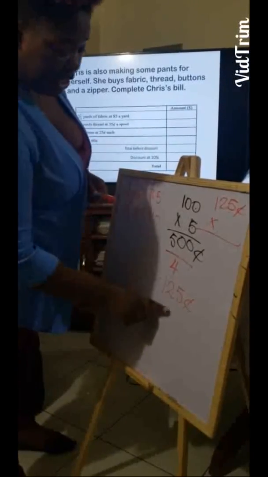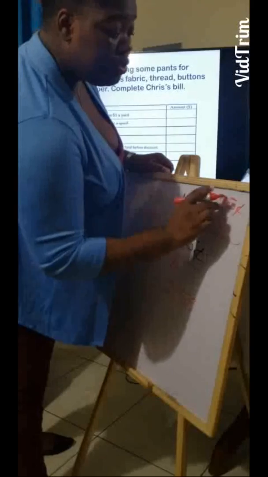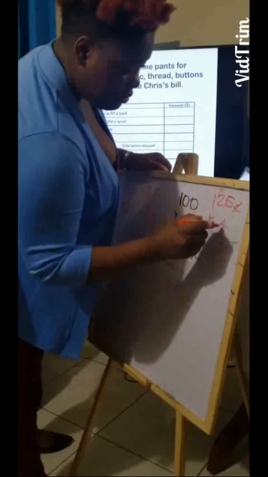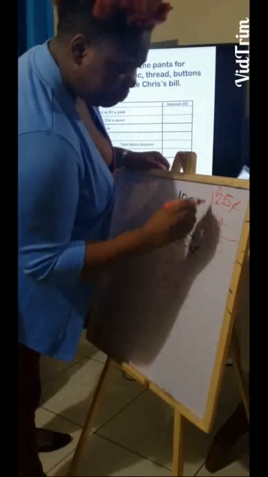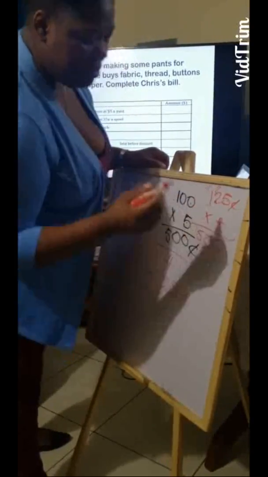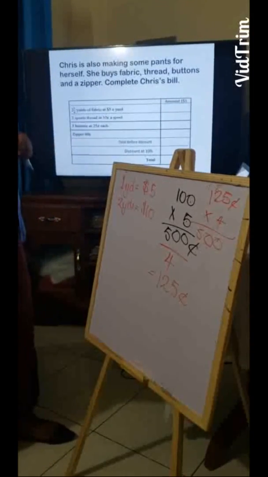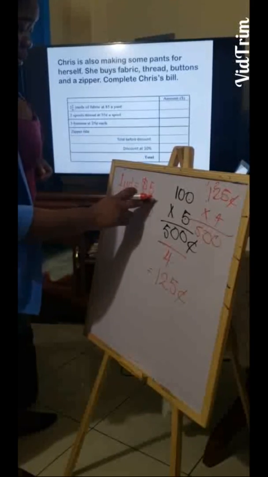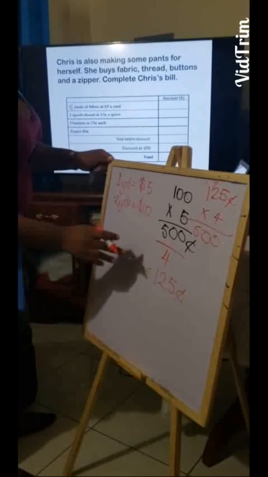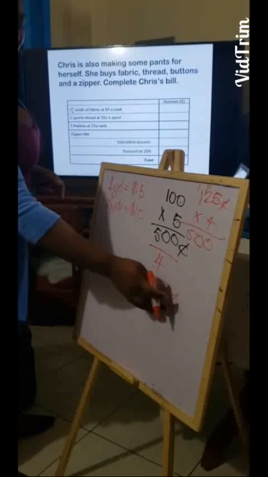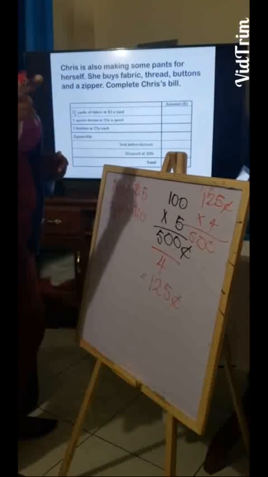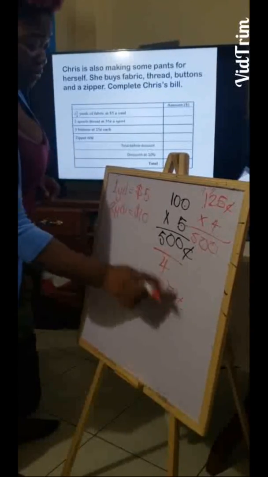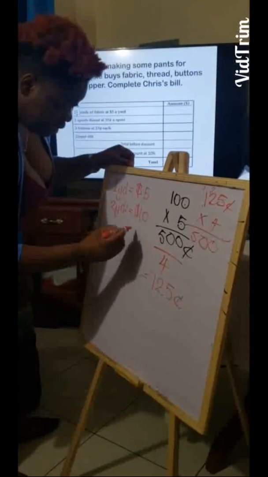So if you want to check if this is correct, we just need to multiply 125 cents by 4. 4 5s are 20, 4 2s are 8, and 4 1s are 4, and we get back our 500 cents. Now we would know that in order to buy this, we would have $5 for 1 yard, that means $10 for 2 yards, and we have 125 cents. Can we get a dollar from 125 cents? Yes, we can. So $1 from 125 cents would now make this $10, $11.